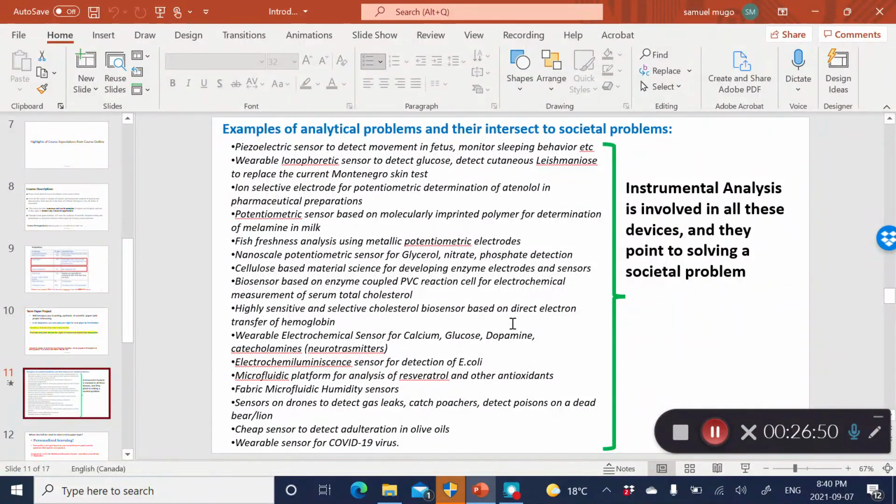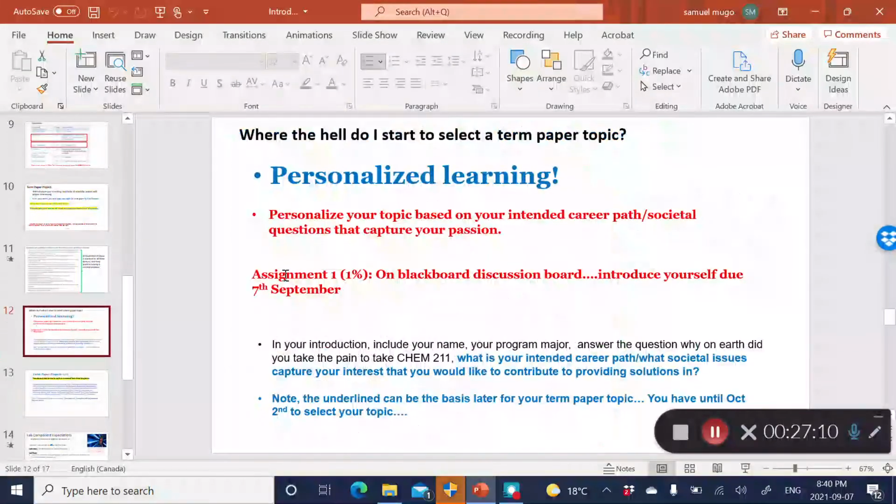Maybe another example, a chemical sensor that can detect something like cholesterol in meat, or even cholesterol in blood, and so on. So lots of possible term paper topics that you can select from. And no problem, you can select from either of these types of topics.